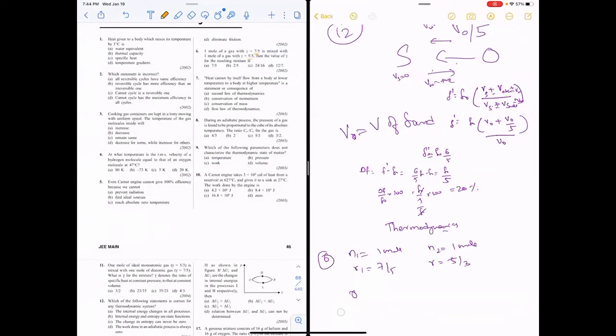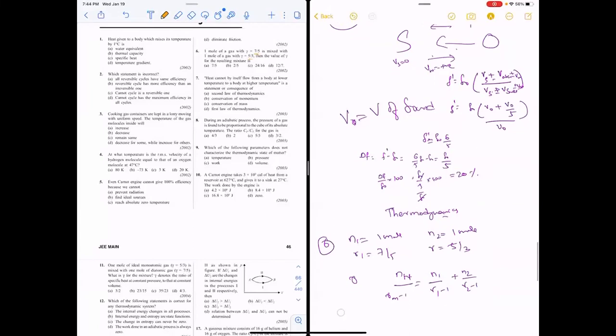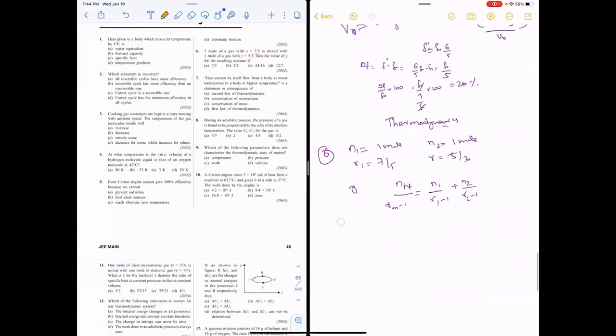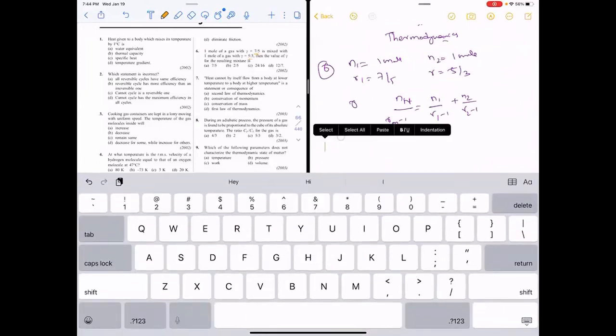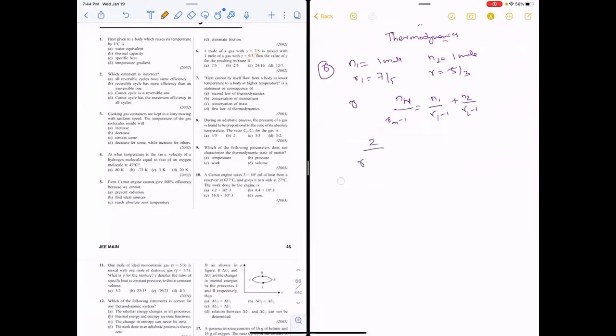For finding out gamma of mixture, N total by gamma of mixture minus 1 is N1 by gamma 1 minus 1 plus N2 by gamma 2 minus 1. This is the relation we have to use. N total is N1 plus N2. So how much is N total? N total is 2. 2 by gamma of mixture minus 1 is equal to N1, which is 1, by gamma 1 which is 7 by 5 minus 1, plus N2, which is 1, by gamma 2 which is 5 by 3 minus 1.